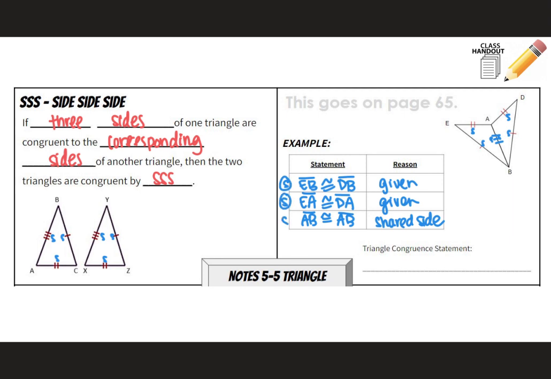As we see here, we have 3 congruent statements, the 3 sides as being congruent, which tells me that these 2 triangles are congruent, so we can write a congruency statement. Triangle EAB is congruent to, and make sure of the order of the letters. I went EAB, so I went down the 2, up the 3. So EAB is congruent to DAB.